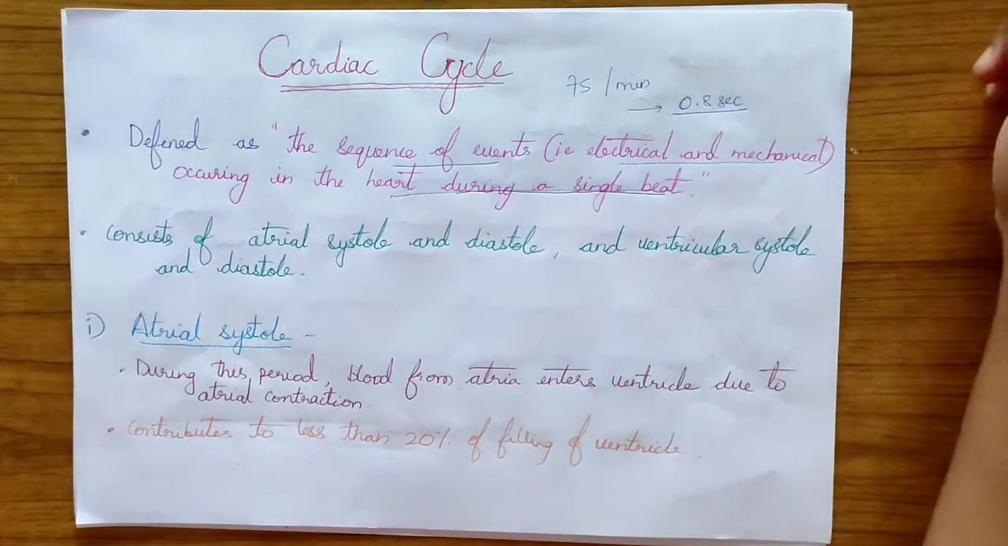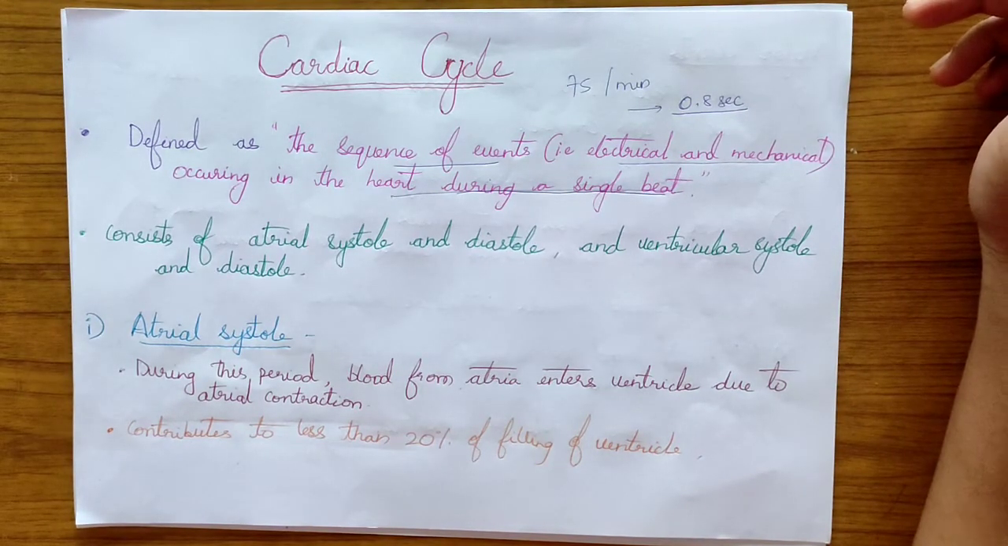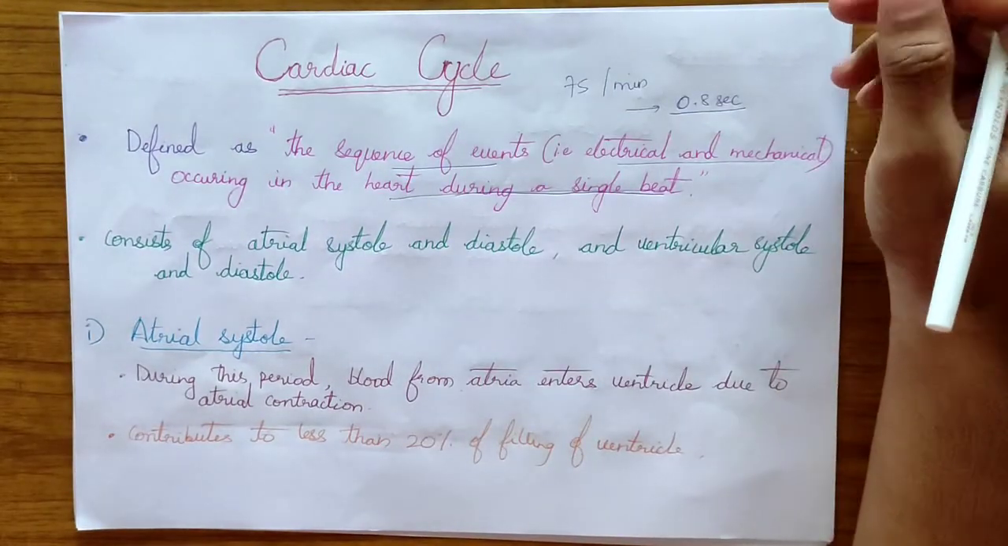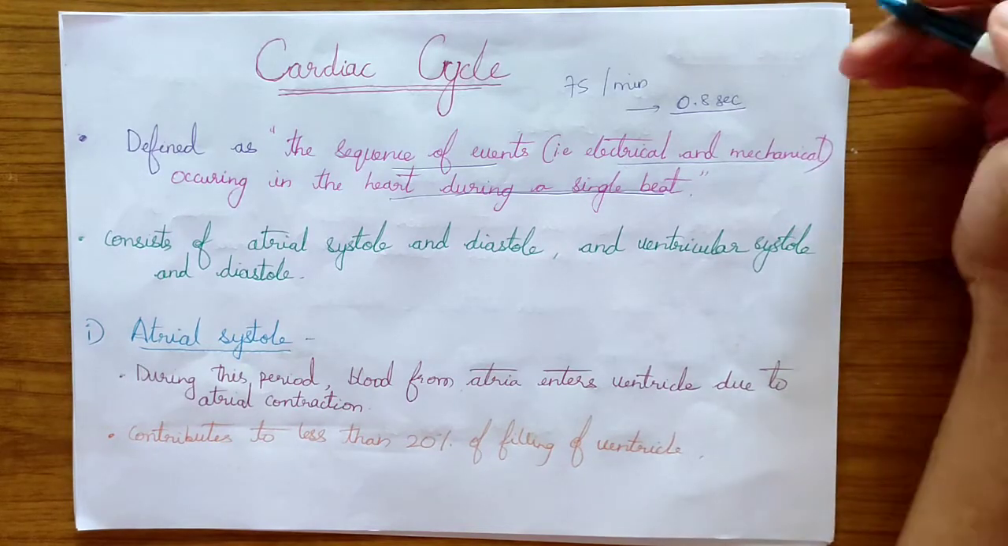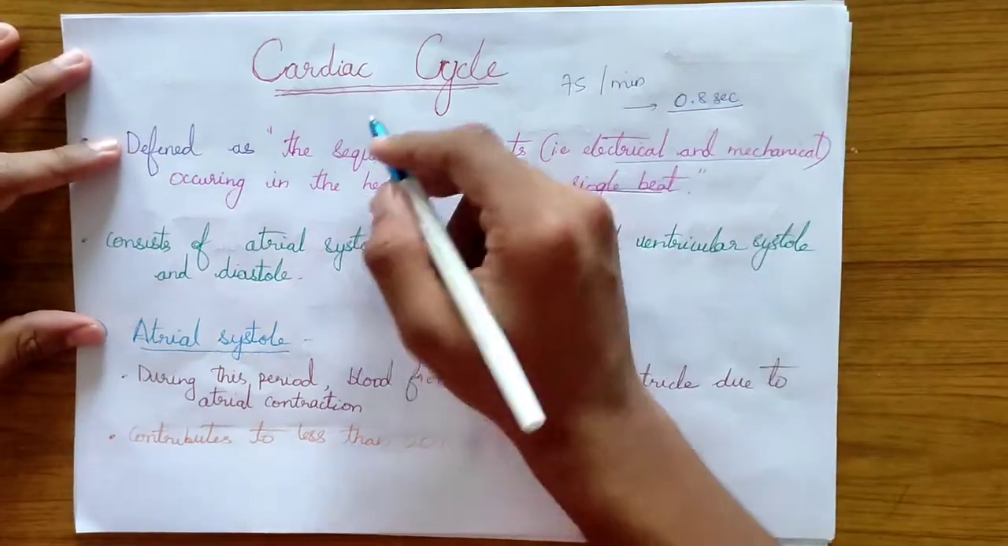This topic can be asked as a 10 marker or as a 5 marker in the examination. So they may ask what is cardiac cycle, explain the steps, and they also ask the main question, that is, explain JVP or jugular venous pressure. We will also be talking about that in this video. So let's start. What is cardiac cycle?